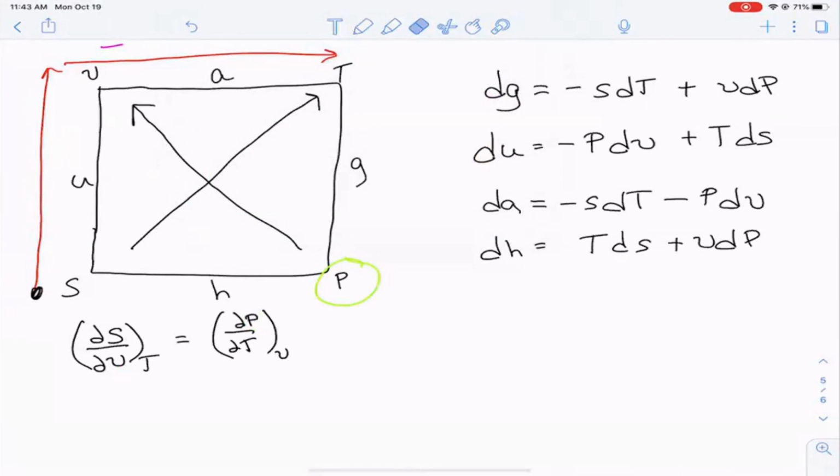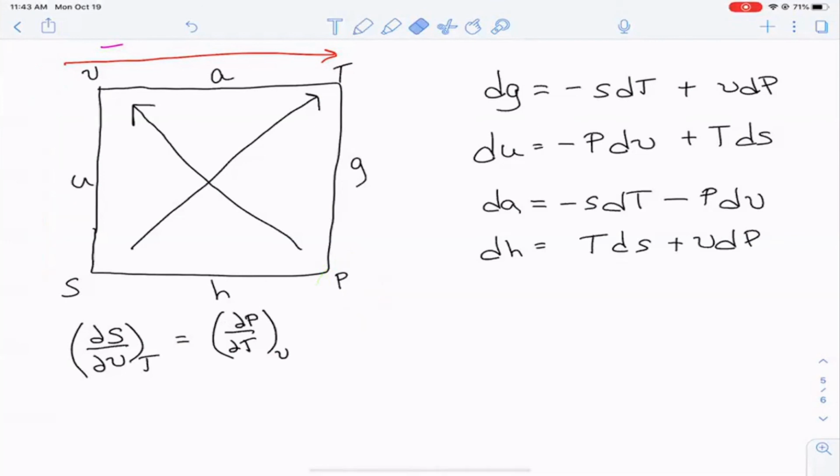And now the arrows tell me positive or negative again. So the arrow is pointing away from S, so I know that that's negative. And it's also pointing away from P, so that's negative. And so those negatives cancel. And so we get that dS dV at constant T equals dP dT at constant V. And remember, that's exactly the Maxwell relation that we found from the Helmholtz potential, that dS dV at constant T equals dP dT at constant V.